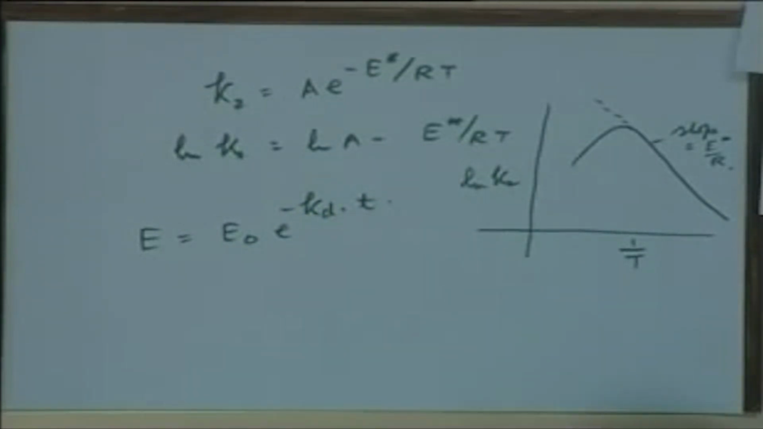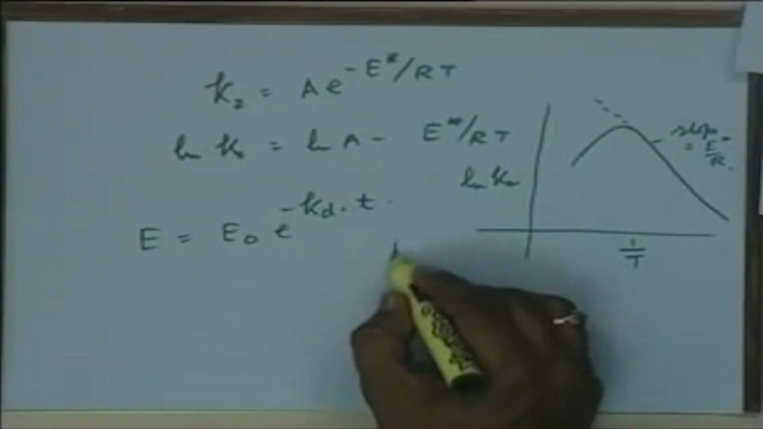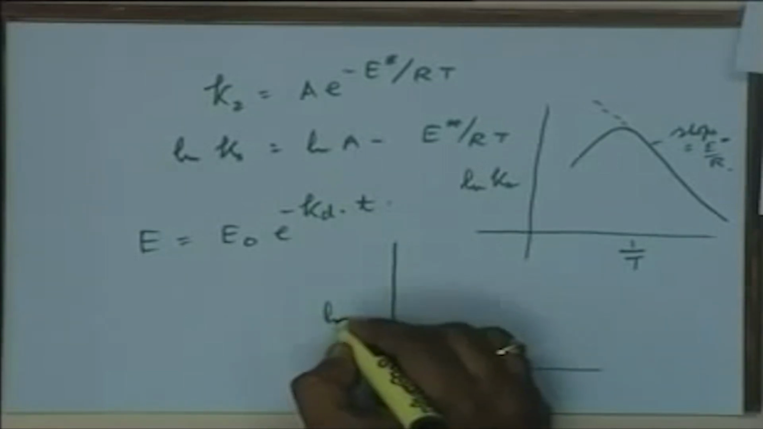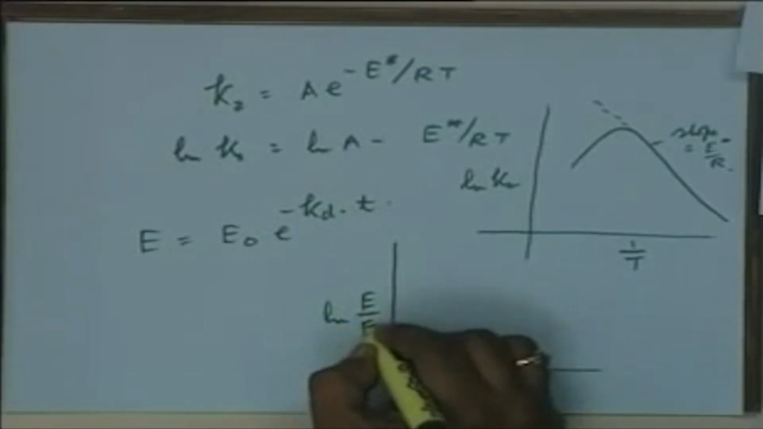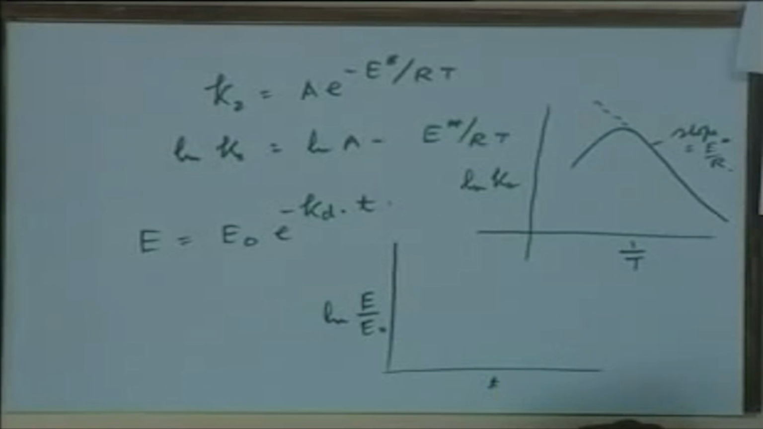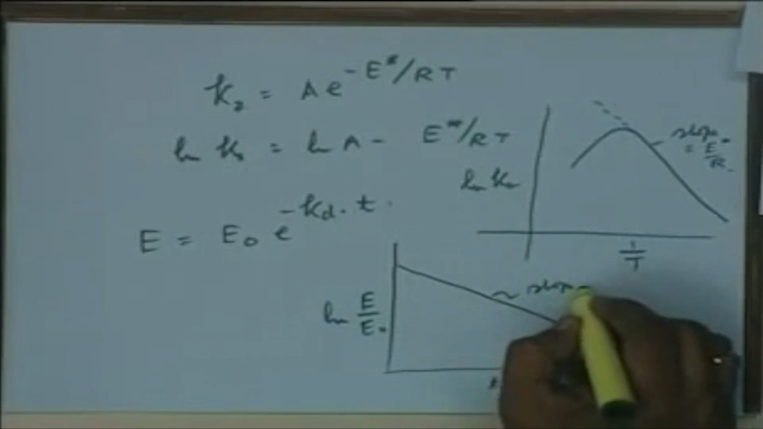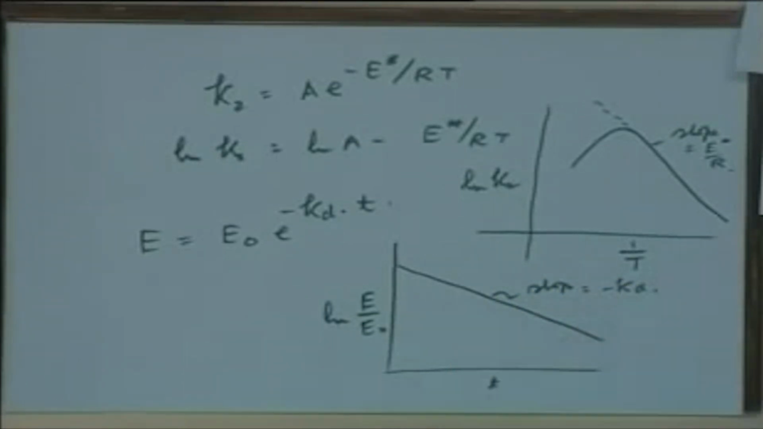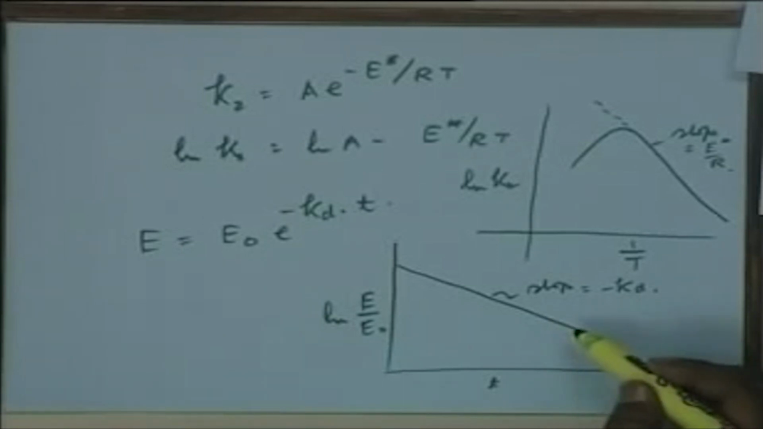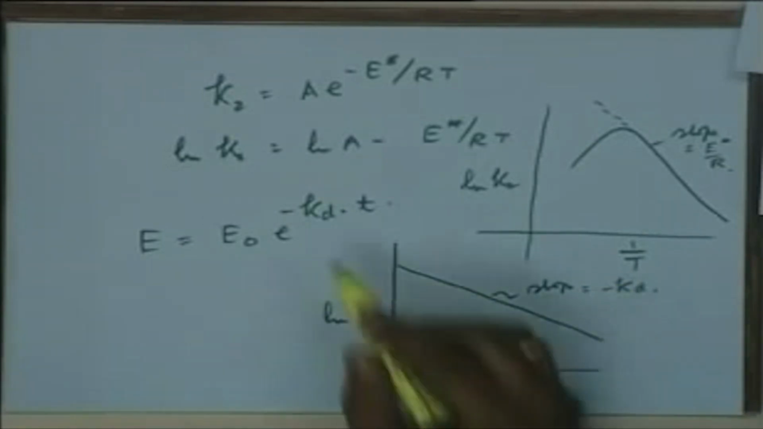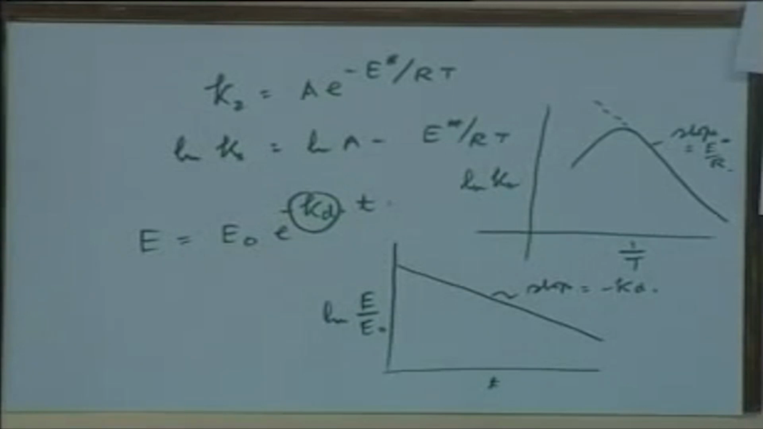Here also you can make a first order kinetics analysis, that is ln E over E naught versus time will give you a profile with a negative slope, and the slope will be equal to minus k d, and you can get the deactivation constant for the enzyme. Now, the magnitude of the deactivation constant will be a function of temperature.